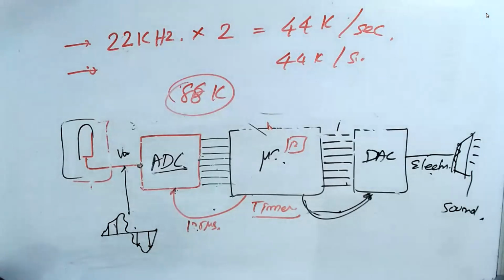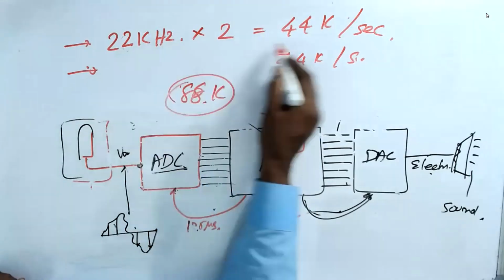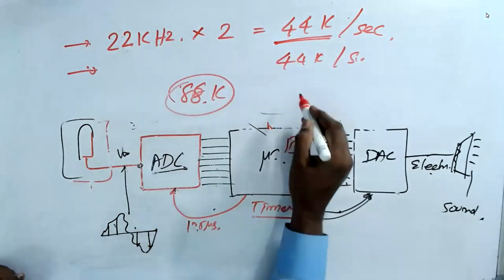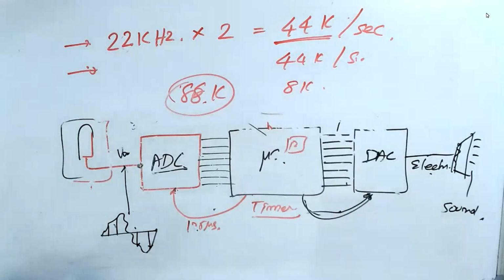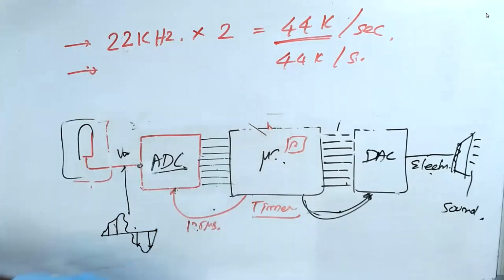Correct. You are perfectly right. That's why I say this is what stereo is. Your stereo sound will be very perfect, but it occupies more space. Because in one I sample 44K per second, and in the other one I sample only 8K per second. You can do much better.